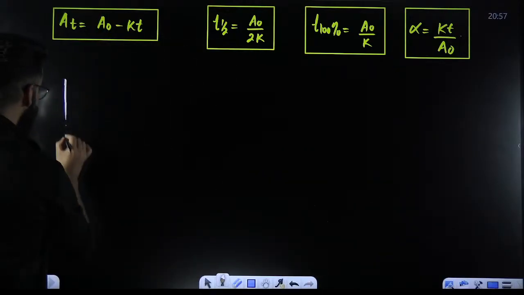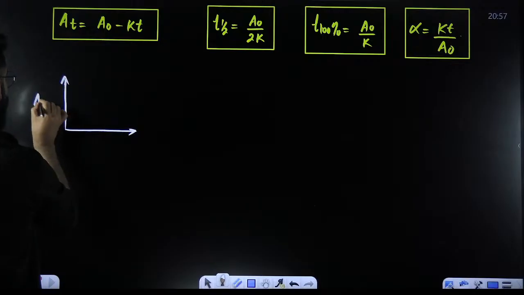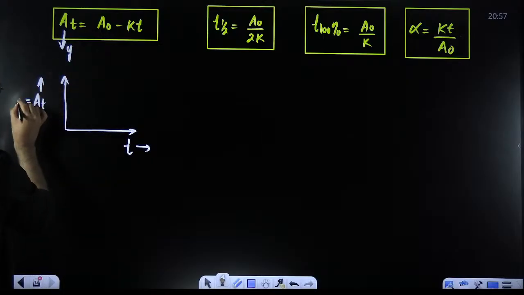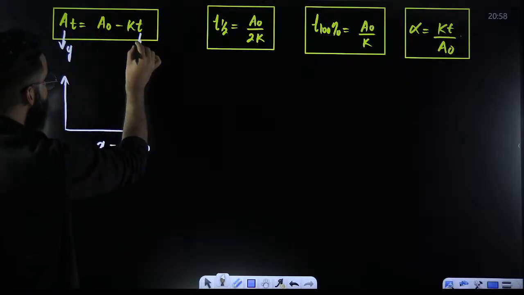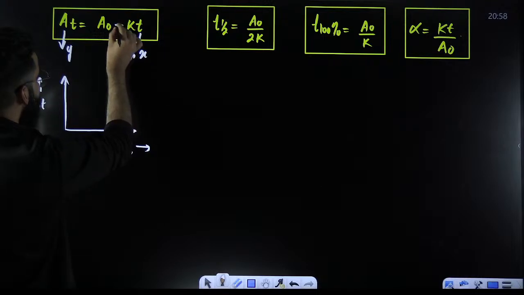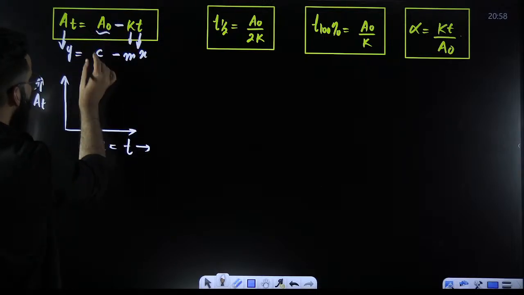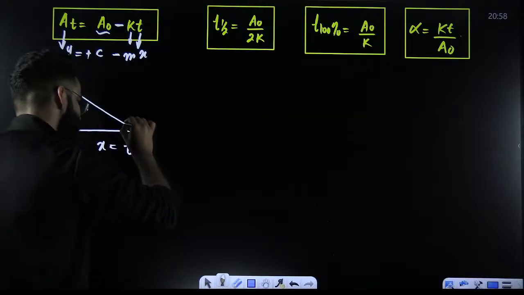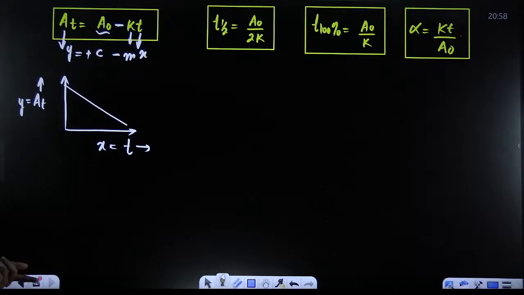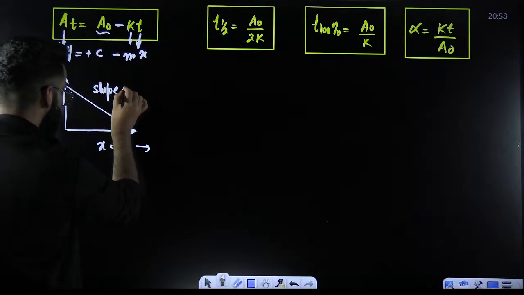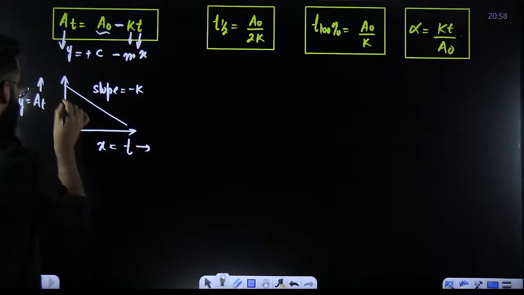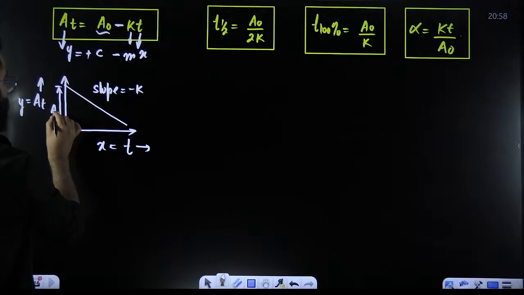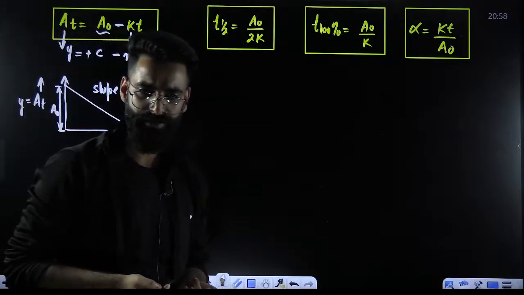For example, let's say you have to make a graph between At versus t. At you are plotting along the y-axis, and t you are plotting along the x-axis. So this becomes your m, the sign here is minus, and this becomes c, and before c it is plus. y is equal to minus mx plus c. The graph is like this. If I ask you what about the slope of this graph? The slope of this graph is basically minus k. And what about the intercept? Intercept is basically c, and c is nothing but A naught.